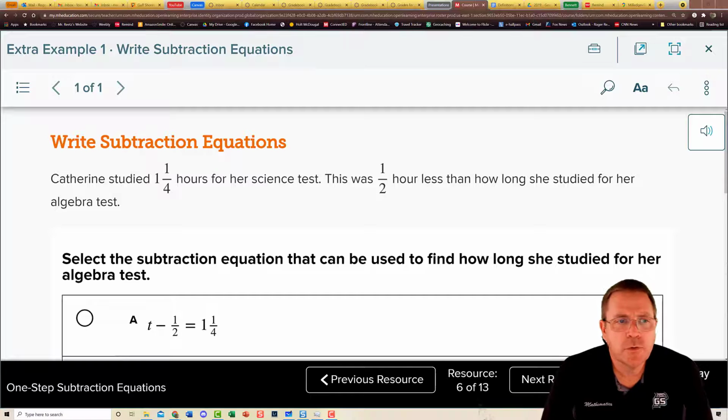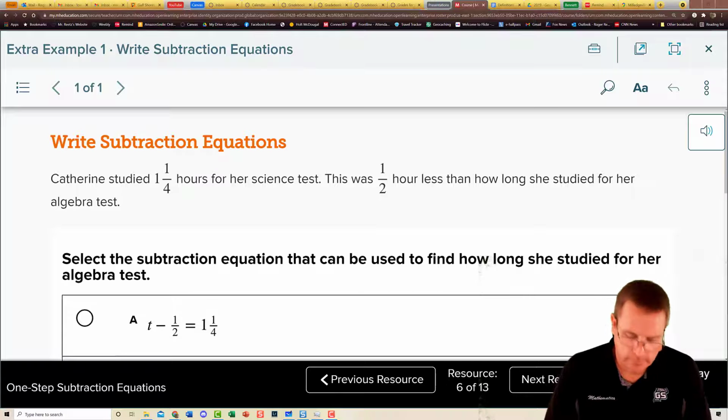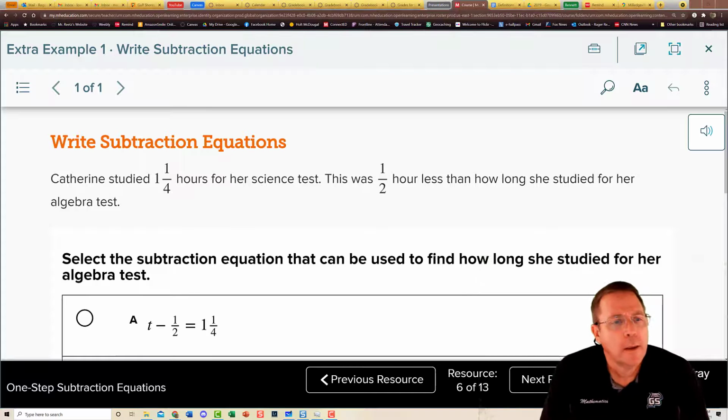Okay, now it's your turn. Read the problem about Caroline and her studies, solve it, see if you can get the right answer. The problem says that Caroline studied 1 1/4 hours for her science test. This was a half hour less than how long she studied for her algebra test.